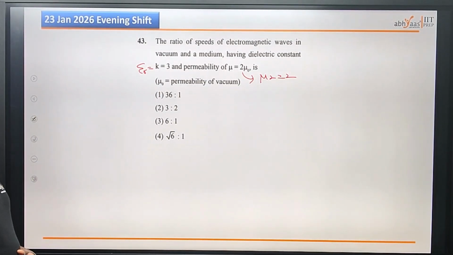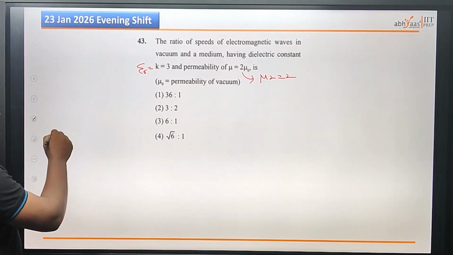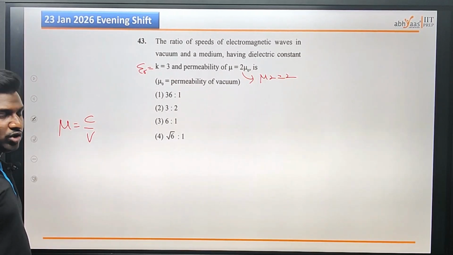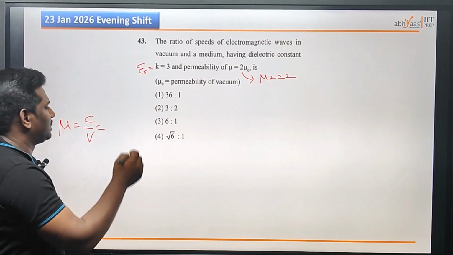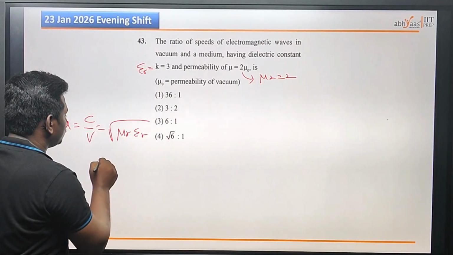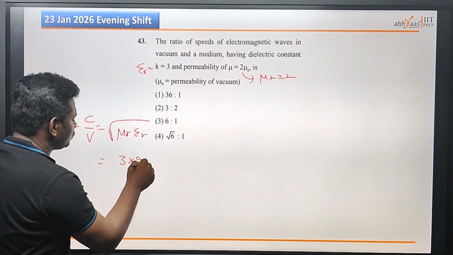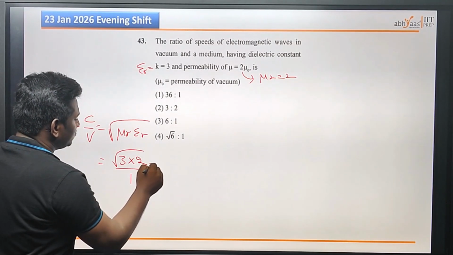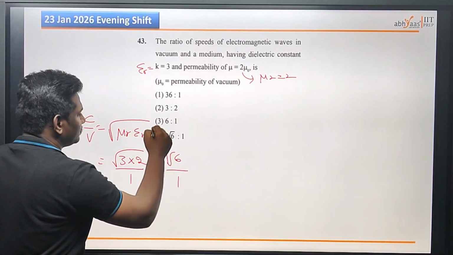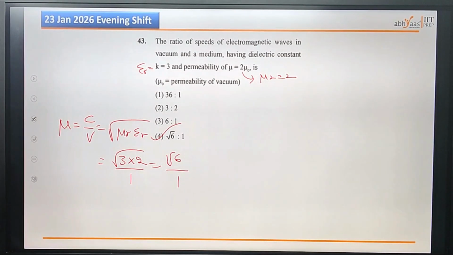What you have to find? You have to find the ratio of the speed of electromagnetic wave. So see, mu can be written as C by V. Okay. Next, this is nothing but root of mu r epsilon r, that is nothing but 3 into 2 by 1. This is nothing but root 6 by 1. Option 4 is your answer.